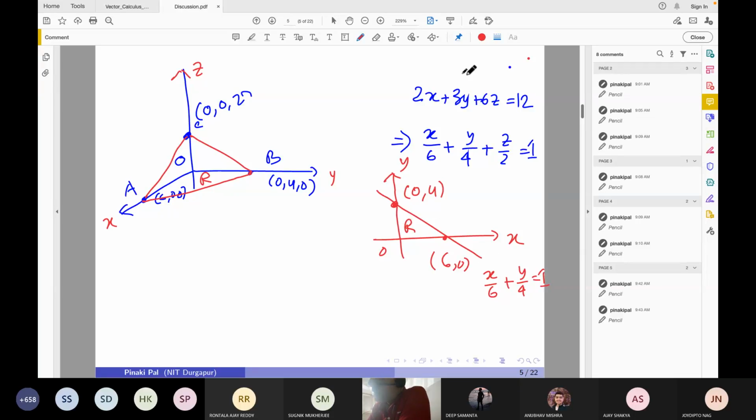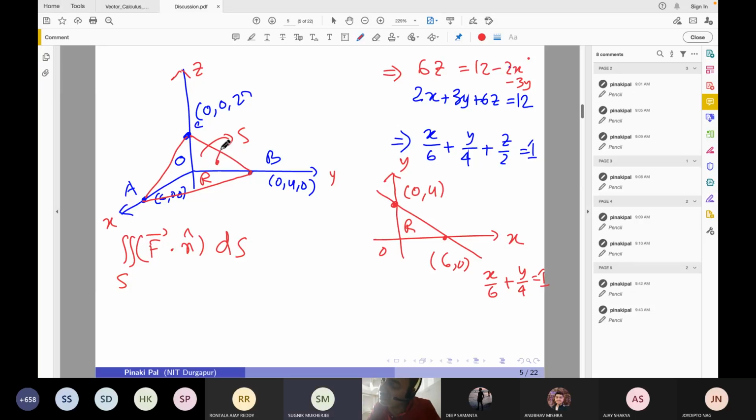Now from this equation we have further information. We will write 6z is equal to 12 minus 2x minus 3y. This we will use later on. Now let us focus on the surface integral on S, this is your S: double integral of F dot n dS. And n, what is this n? N is the unit normal to the plane.